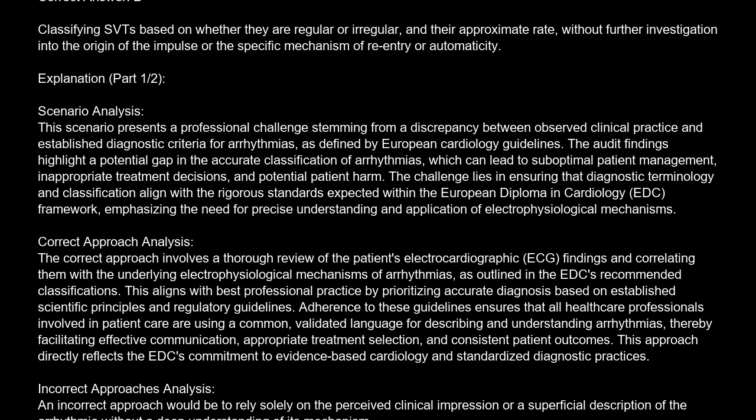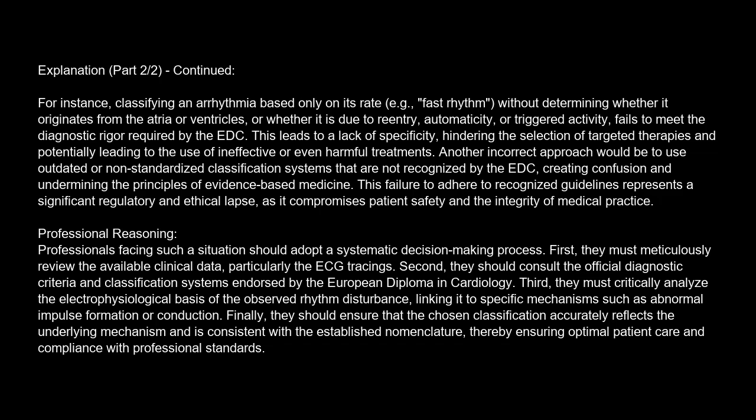Incorrect approach analysis. An incorrect approach would be to rely solely on the perceived clinical impression or a superficial description of the arrhythmia without a deep understanding of its mechanism. For instance, classifying an arrhythmia based only on its rate, e.g., fast rhythm, without determining whether it originates from the atria or ventricles, or whether it is due to reentry, automaticity, or triggered activity, fails to meet the diagnostic rigor required by the EDC. This leads to a lack of specificity, hindering the selection of targeted therapies and potentially leading to the use of ineffective or even harmful treatments.